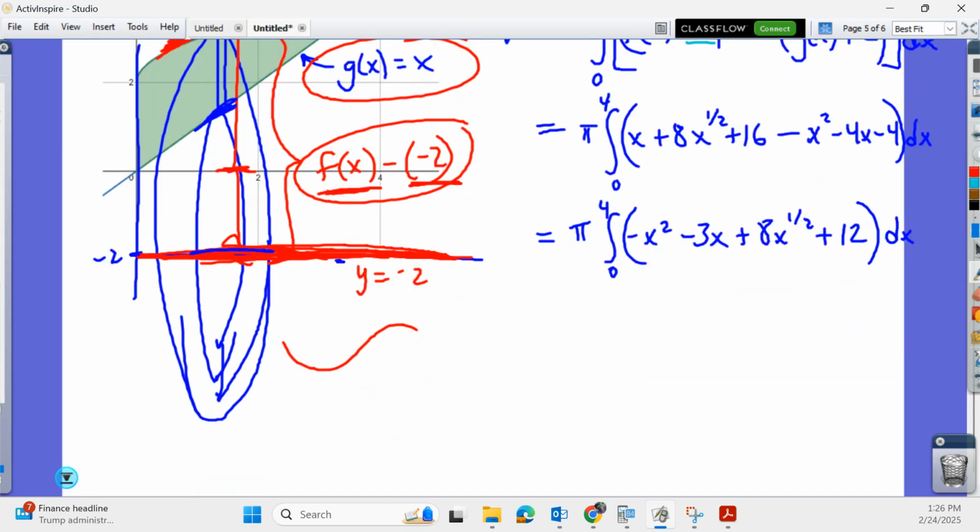Okay, now I'm going to go ahead and do the antiderivatives. And so we get negative 1/3 x cubed. And I'm not going to forget that pi. We'll put it on at the end. The next term, minus 3x, that'll be minus 3/2 x squared. The next one, that's going to be an x to the 3/2 multiplied by 2/3. So we're going to get 16/3 when you multiply by the 8. There's a plus in there. And then we have plus 12x. And again, this is evaluated from 0 to 4.